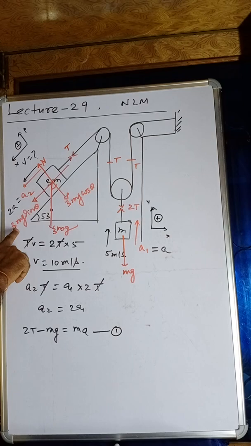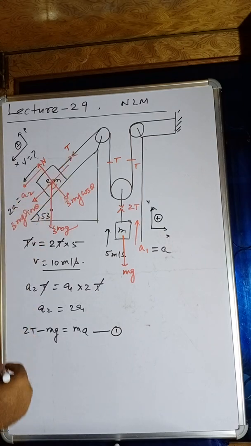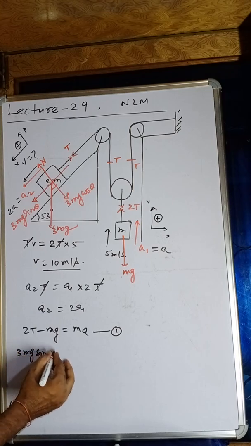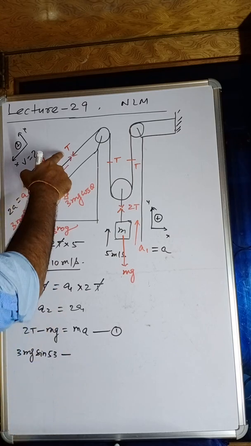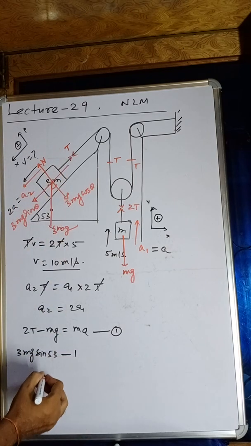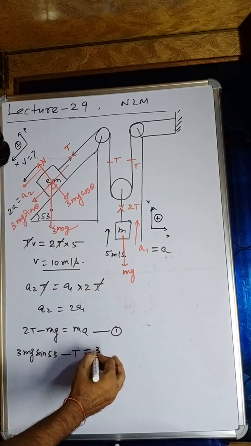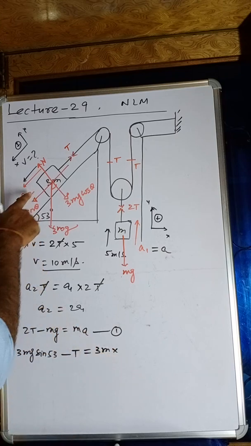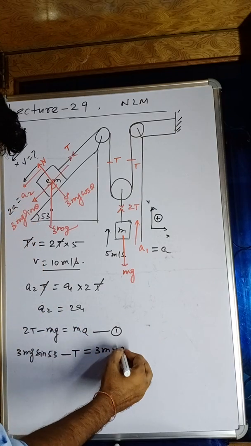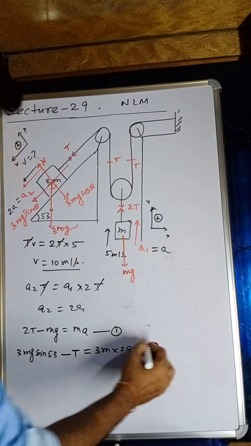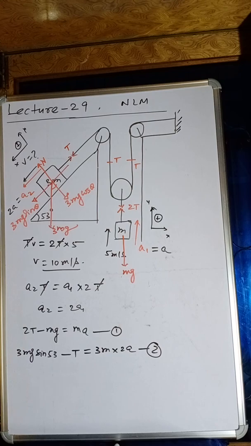For this body, we are writing here the thrice mg. Who is responsible to bring this body down? It is thrice mg sin theta. So thrice mg sin 53 minus, who is stopping this body to move? T. And how much tension? Yes, it is T. Is equal to mass times acceleration. How much mass? It is 3m. Acceleration how much? You can see it is twice a. So it is 2a. Alright. Equation 2. Now what you have to do? You have to compare these two equations to find the answer.